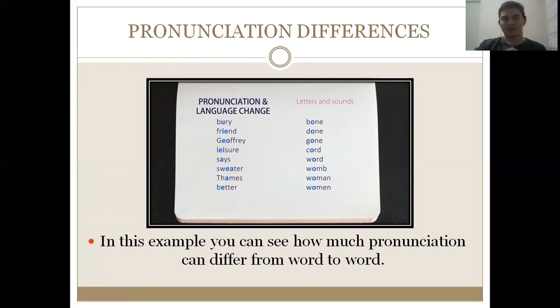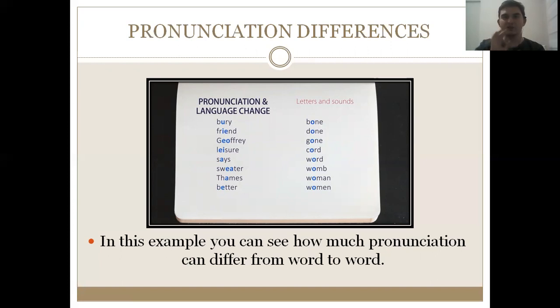Okay, let me read them out loud. Very, friend, Jeffrey, leisure, says, sweater, Thames, and better. As you can see, each vowel is different in each word, but the sound they make is the same. They all make the same air sound. But on the right side, every consonant that is highlighted is the same, but they all make different sounds.